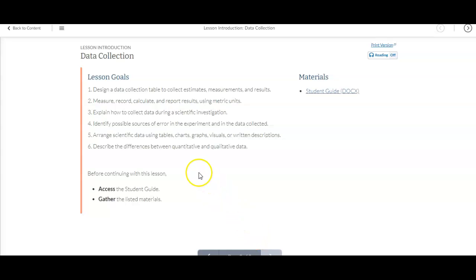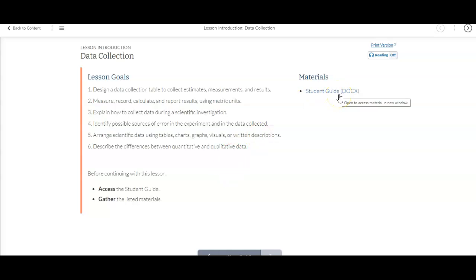So our goal today is to design a data collection table. You'll need to do that in your lab coming up. And we want to measure, record, calculate, and report results using metric units. We want to explain how to collect data during a scientific investigation, identify possible sources of error in the experiment and in the data collected, arrange scientific data using charts, tables, graphs, visuals, or written descriptions, and then describe the difference between quantitative and qualitative data.